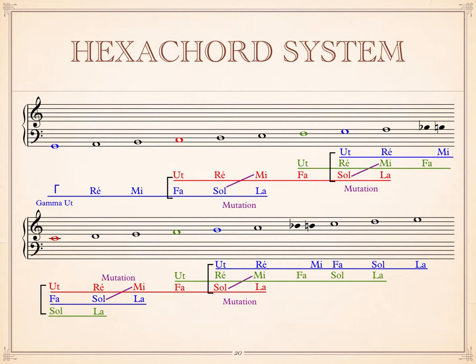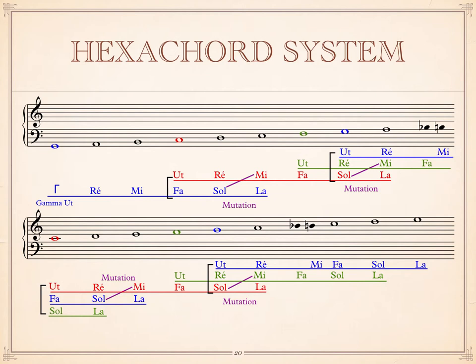The G scale is in blue. And there's a third one that begins on F, which is green, and is known as the soft or moll hexachord. The entire gamut began on line one of the grand staff down there at G, and that was known as the gamma ut, and ended on the top space, which is the la mi, or the mi la.